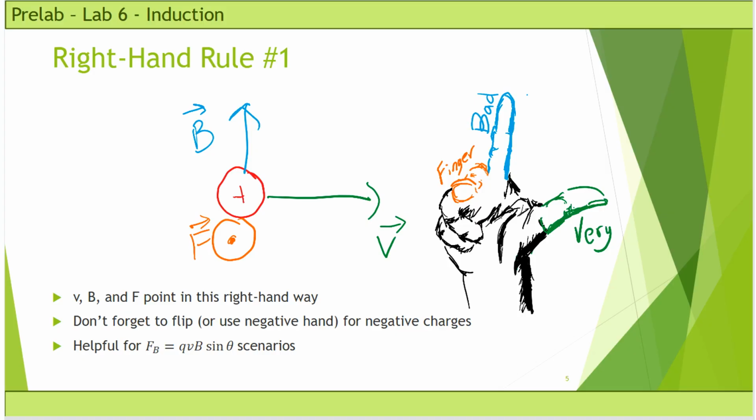So right hand rule number one, let's not forget this one. If you think about very bad finger, V, very, is velocity, B, bad, is the B field, the magnetic field, and F, finger, is a force. This is going to be our first way to analyze what's happening with the currents as the magnetic flux comes in and messes things about.